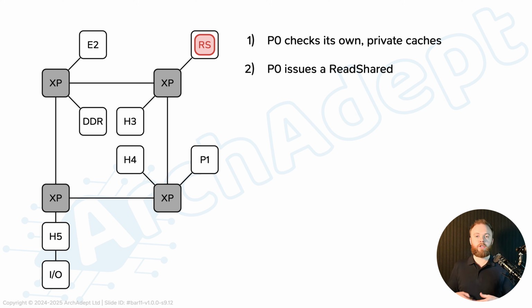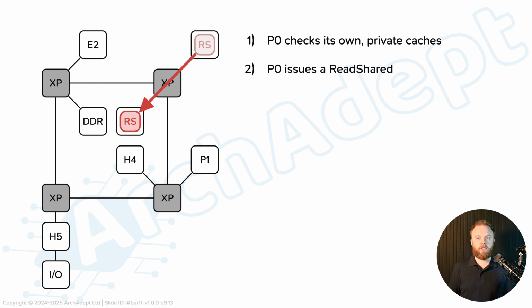If, however, P0 misses in its own private caches, then it will issue a transaction to the interconnect requesting a copy of the corresponding cache line. And specifically, P0 will issue what we call a read shared transaction, which basically tells the interconnect to give me a copy of this cache line, and it's okay if other agents in the system retain a copy in their own private caches too. That last bit's important, and we'll come back to why in the next lesson.